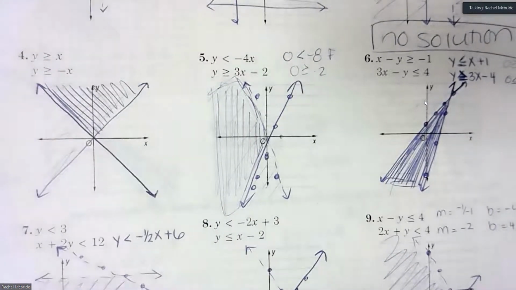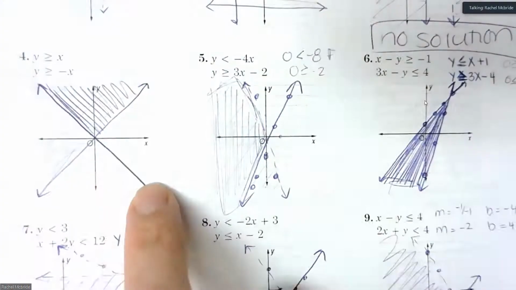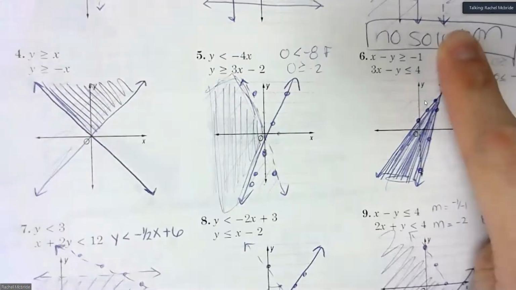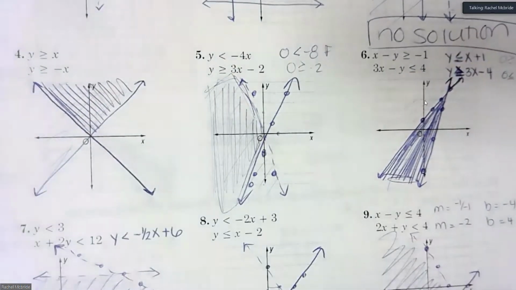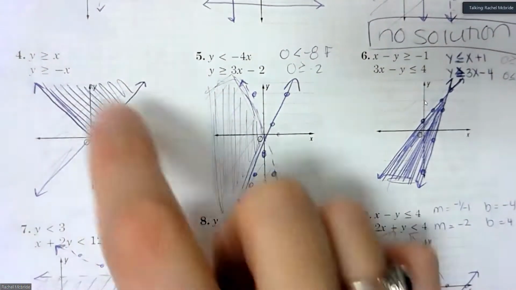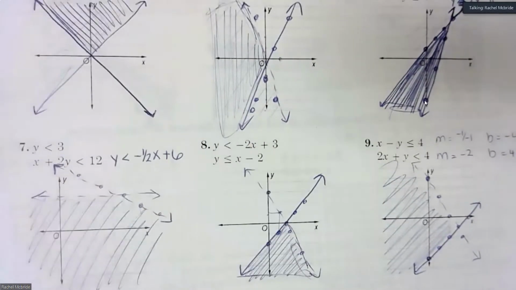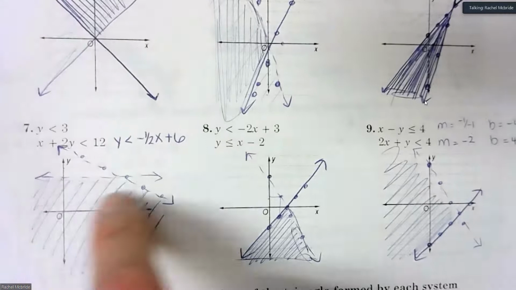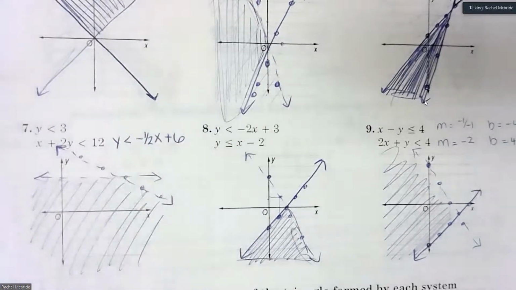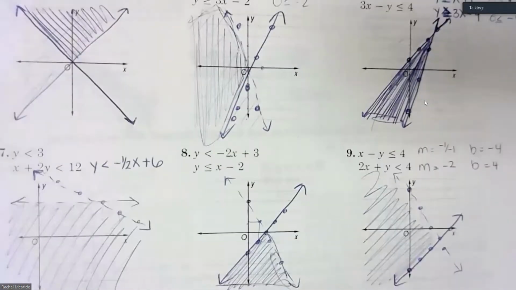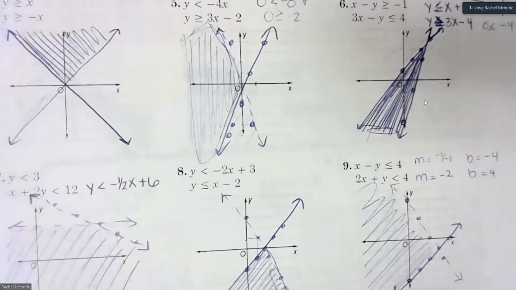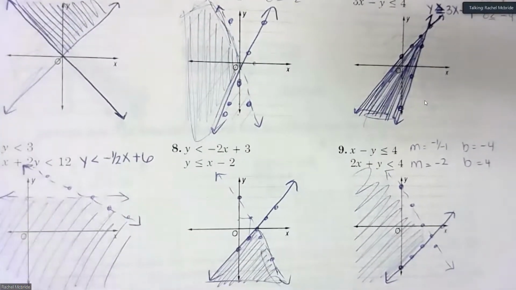So again, paying particular attention to solid versus dashed, making sure you have the appropriate lines. So in 4, they're both solid and shaded in that top region. In 7, they're both dashed and the solution is down here. So any questions on any of those 9 problems?